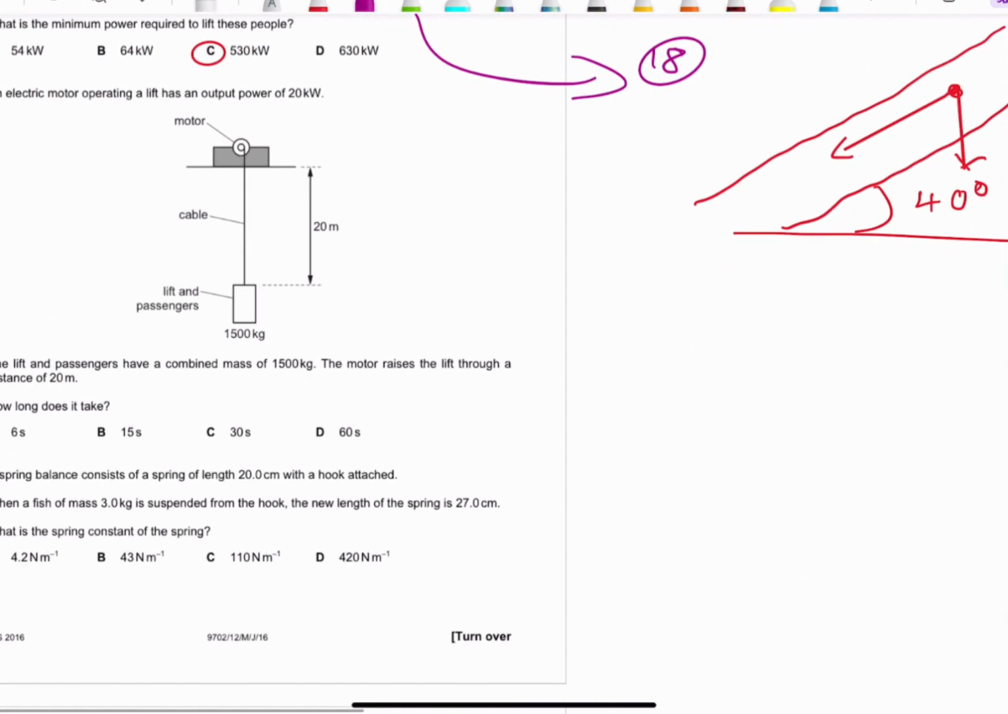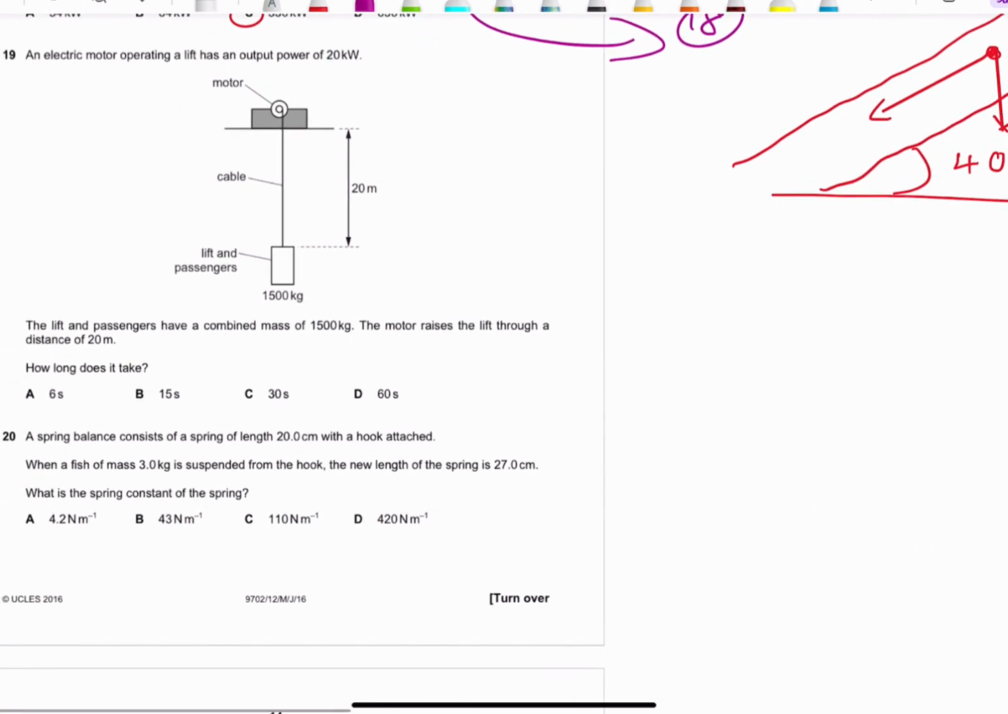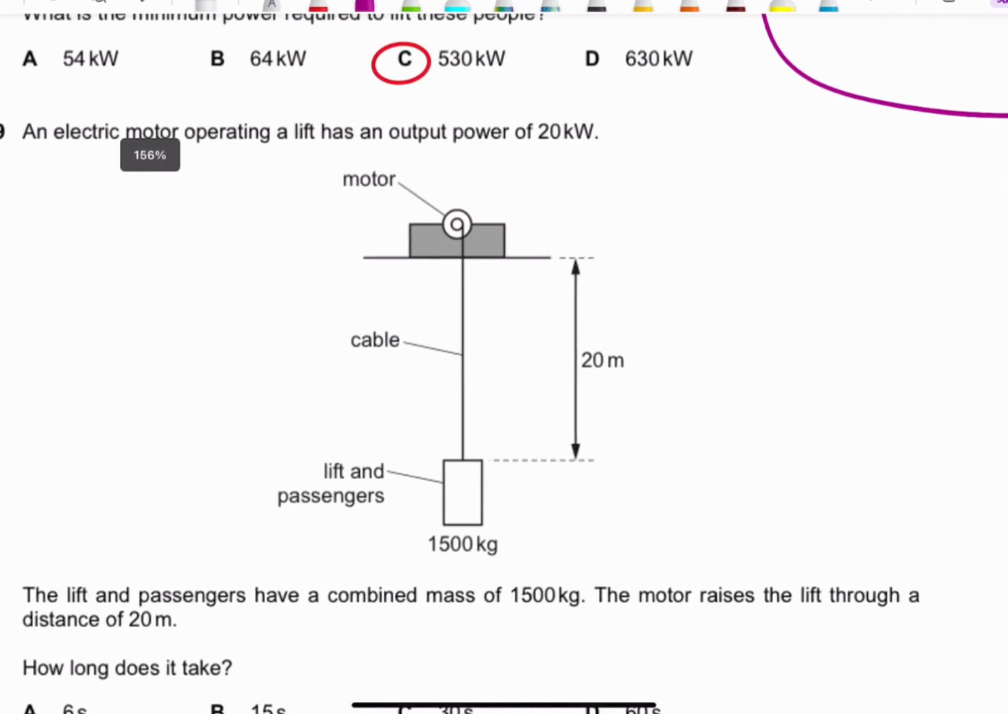Moving on to question 19. An electric motor is operating a lift and has an output power of 20 kilowatts. How long does it take to lift the lift and the passengers, which have a combined mass of 1,500 kg? What are we doing really?